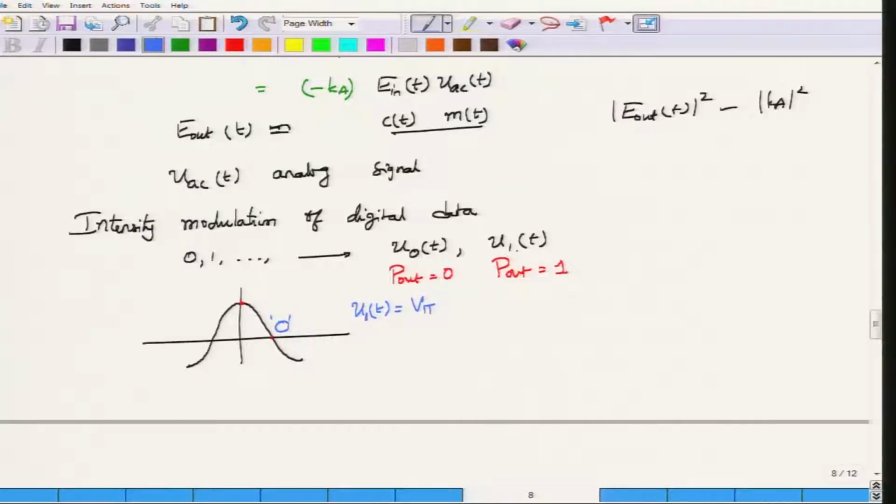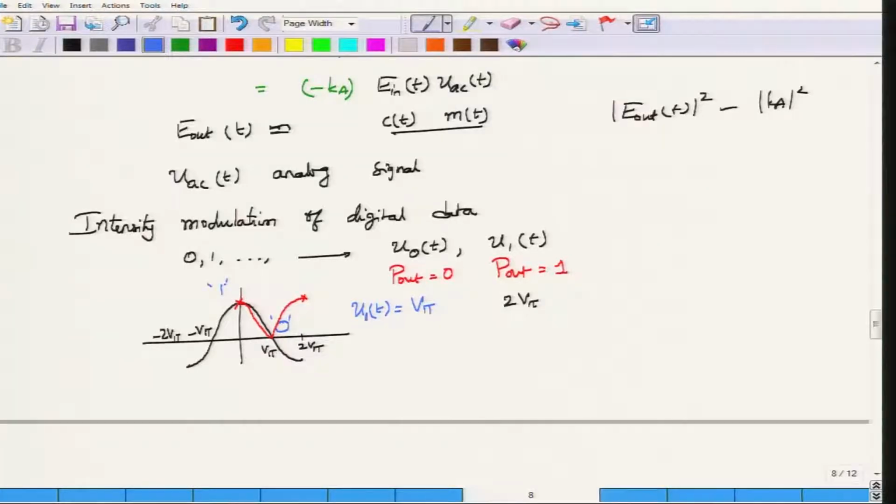Similarly, if I want to operate at the maximum transmission point, I have to choose either u1 of t as 0, or I have to choose that one to be 2 v pi, because at 2 v pi the power transfer characteristic would be going to its maximum, right. So, either I choose 0 or I choose 2 v pi. So, this is 2 v pi, this is v pi, this is minus v pi, and this is minus 2 v pi. So, if I choose 2 v pi, then I will be operating at the maximum transmission point and my output would be equal to 1. So, this would be my 1 bit.